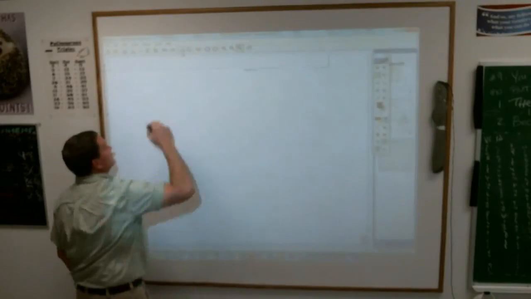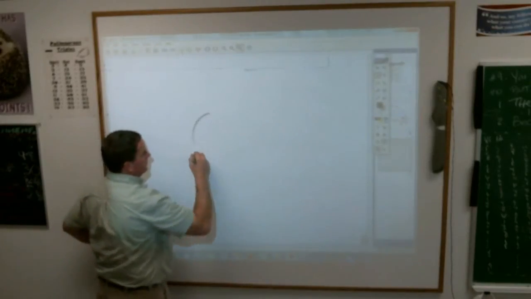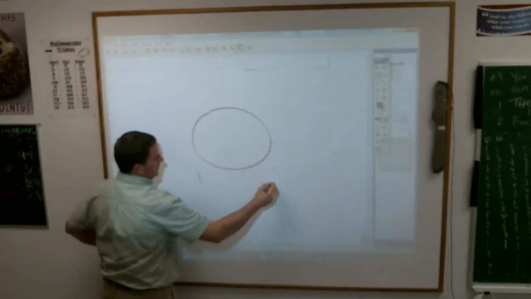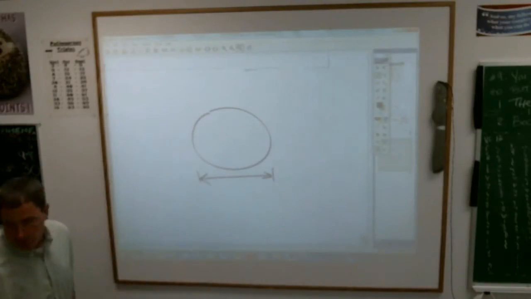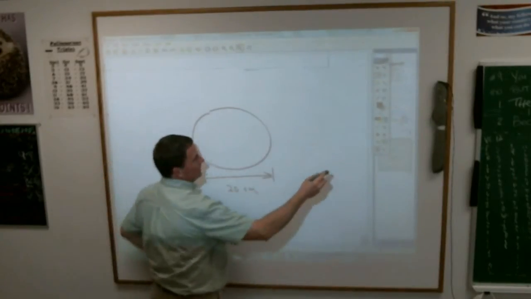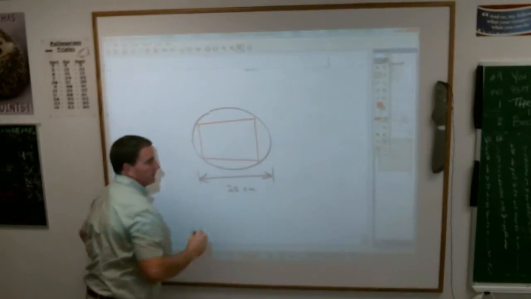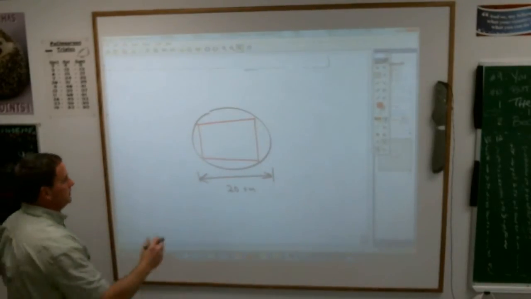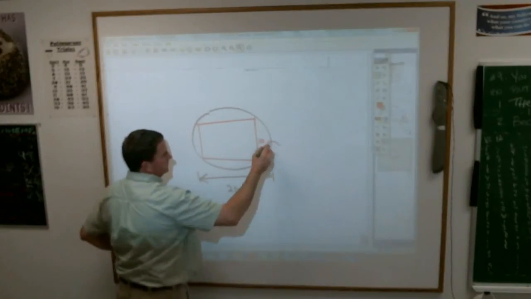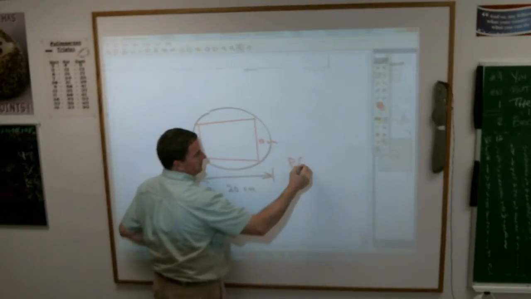Let's do another one. Here's one that has a circle with something in it. What's the probability that an object that lands in the circle also lands in the square? From the book, they give you a circle that is 20 centimeters, and inside this circle is a square that is 10 centimeters on the side. What's the probability that if something hits the circle, you're going to hit the square?